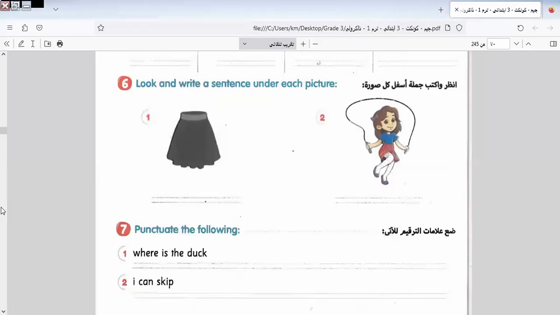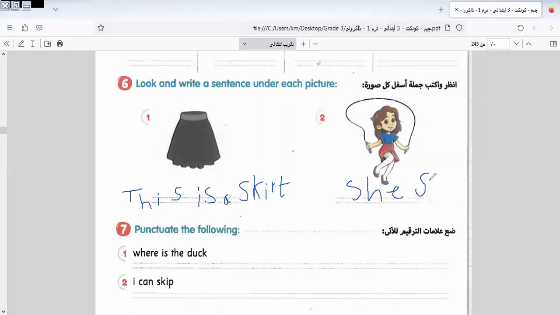Here we have, this is a skirt. She skipped. We can say she skips the hop. And I put a full stop at the end of the sentence. Let's go to another one here.